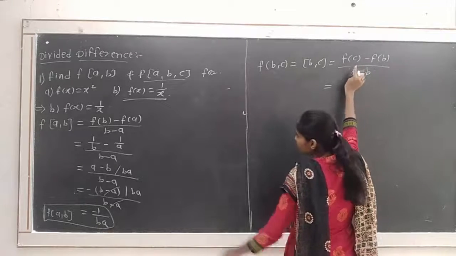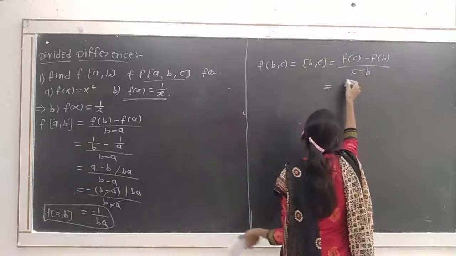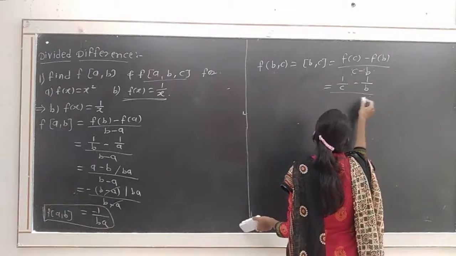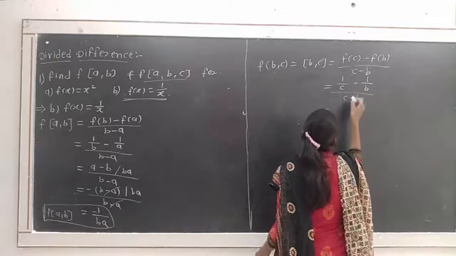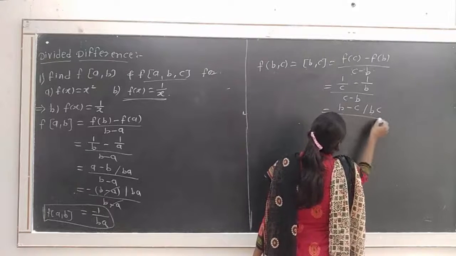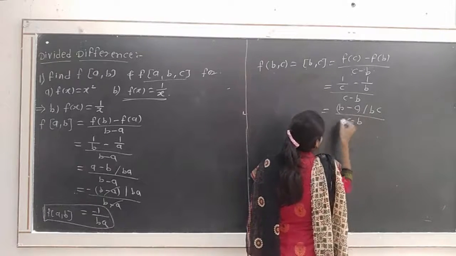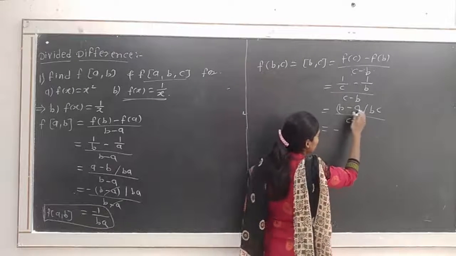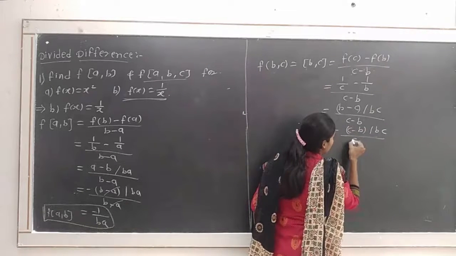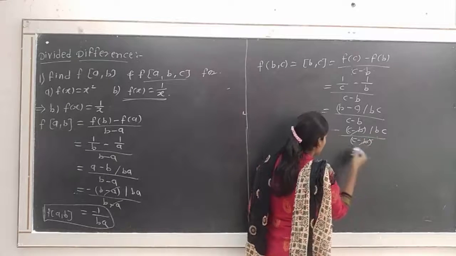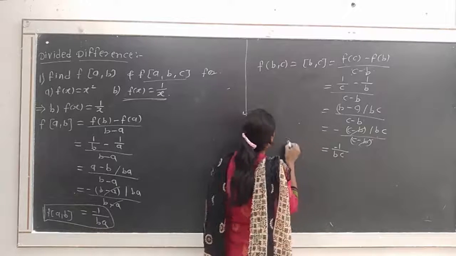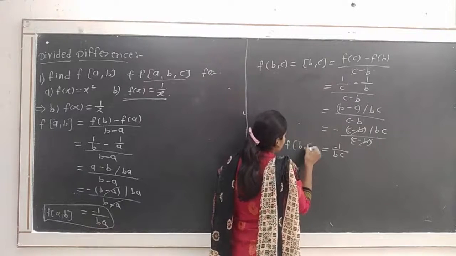So f of C, for f of x equal to 1 by x, is 1 by C, minus f of B, which is 1 by B, divided by C minus B. By taking cross multiplication we get B minus C divided by B into C, divided by C minus B. Here from the numerator we take the minus sign outside, so this becomes minus (C minus B) divided by BC, divided by C minus B. So this C minus B gets cancelled, and we get minus 1 divided by B into C. This is f of B, C.